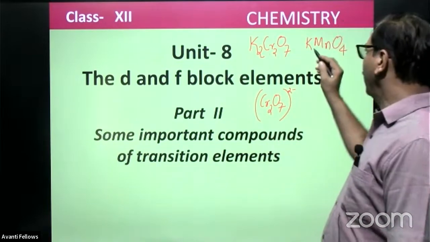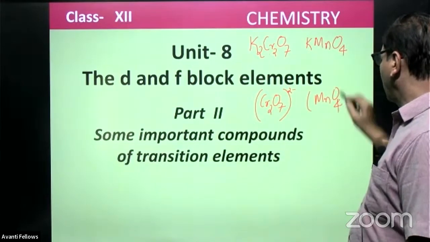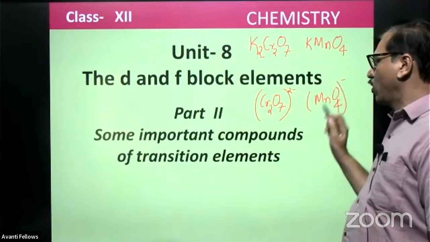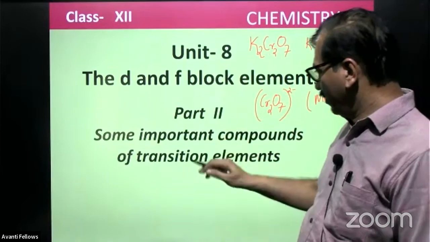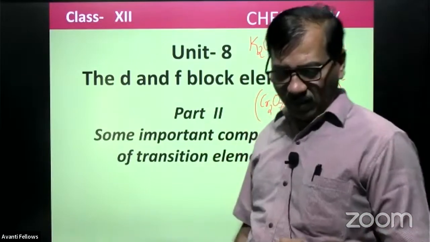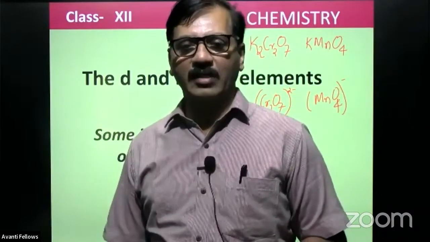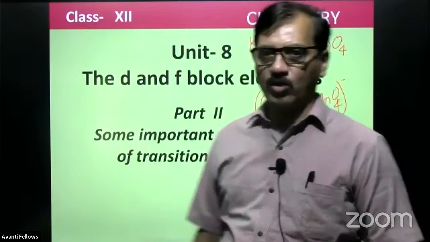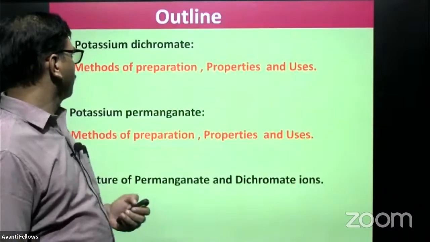And here this is MnO4-, the permanganate ion. This is called permanganate ion. This is dichromate ion. Okay. So how do we prepare them, and what are the properties of them? They are all oxidizing agents and normally used in the laboratories as oxidizing agents. Therefore, this is added in the syllabus.